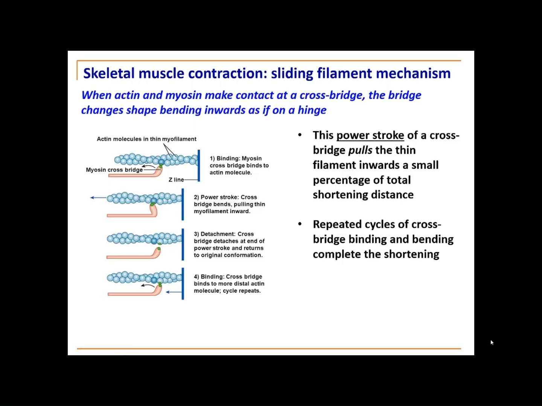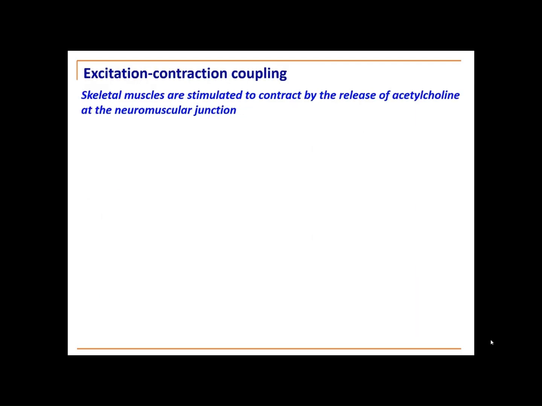So the question really is, how does muscle excitation switch on this crossbridge cycling? The term excitation-contraction coupling refers to the series of events linking muscle excitation, and therefore action potentials in muscle fibres, to muscle contraction, which is your crossbridge activity. So how does this happen? Well, skeletal muscles, as we know, are stimulated to contract by the release of acetylcholine at the neuromuscular junction. This is what we've already talked about.